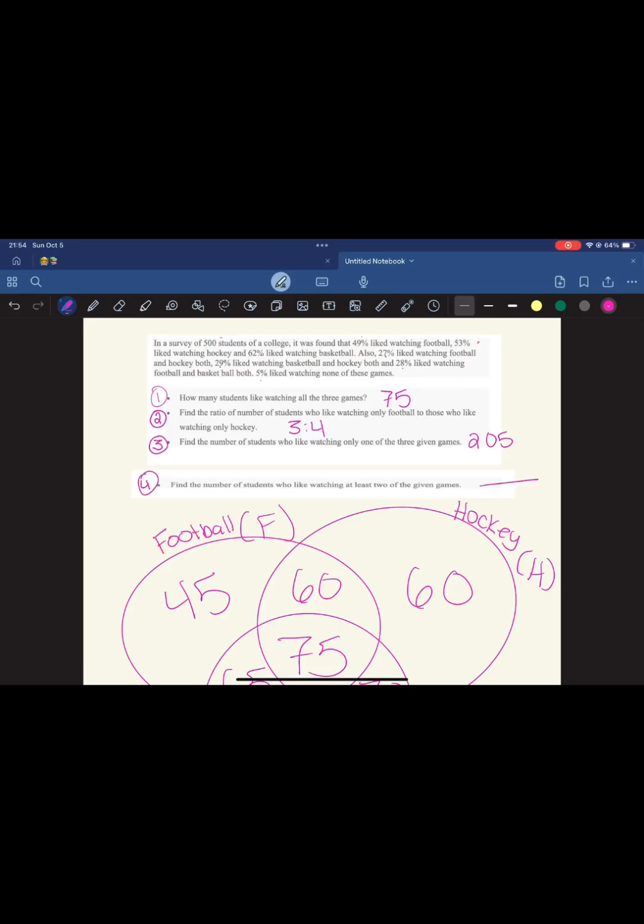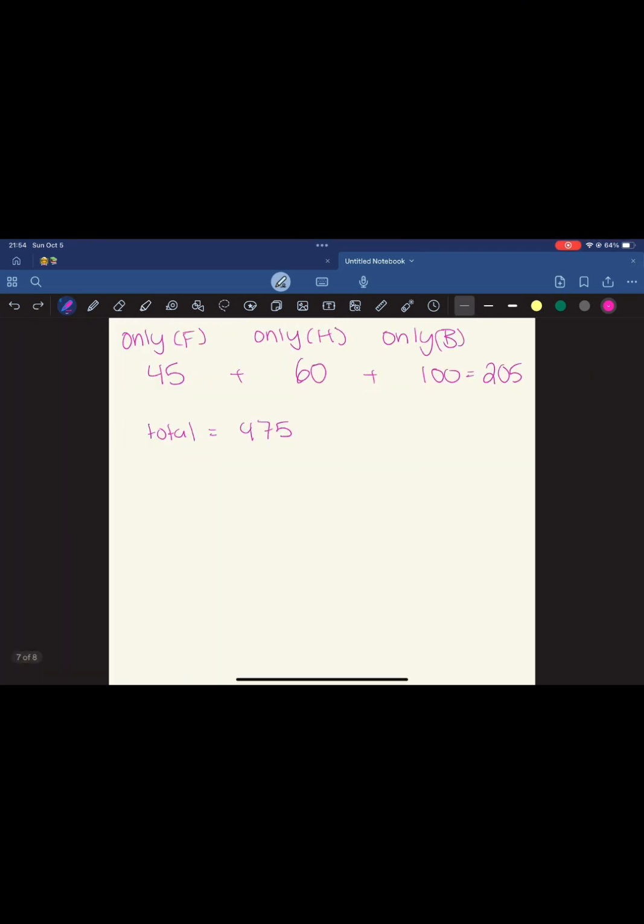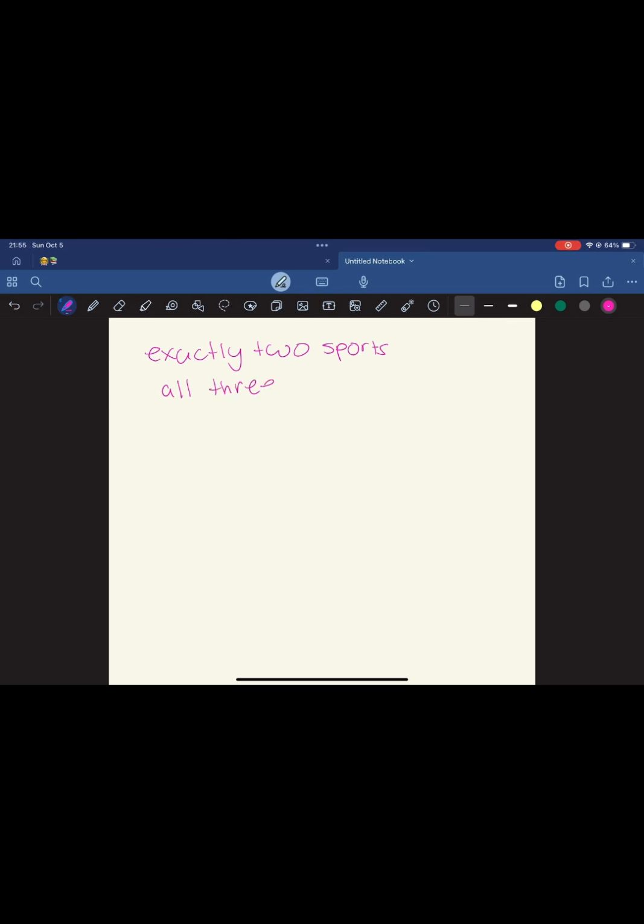So now we're going to be doing our last problem, and this is going to be who likes watching at least 2 of the given games. So we're going to take our only football, which is 45, only hockey, which is 60, and only basketball, which is 100, which brings the total to 205, of course. So that's how many students like exactly one sport. So we need to know what equals 2 sports, and also we need to know who likes 3 sports.